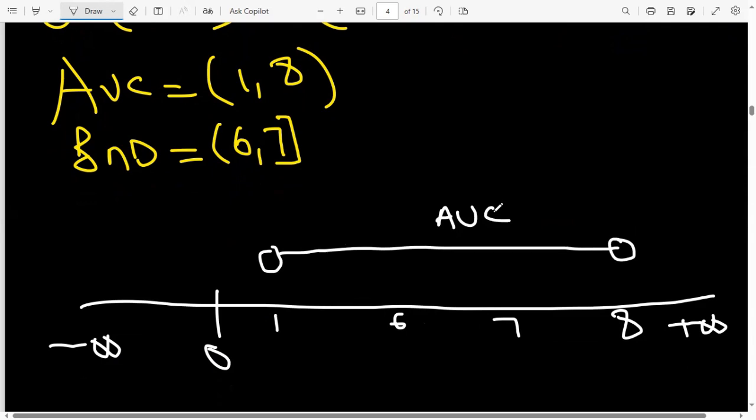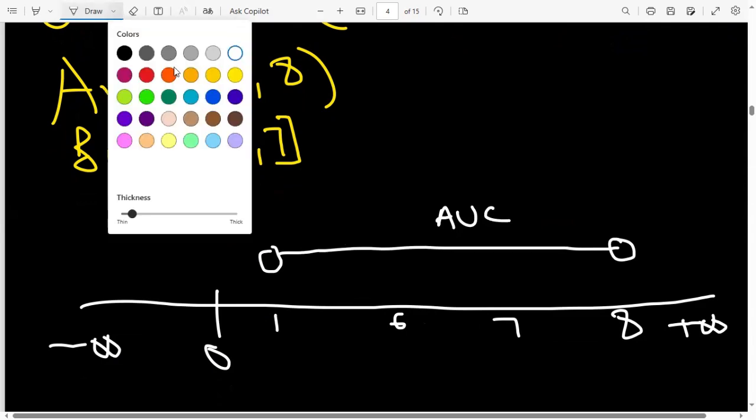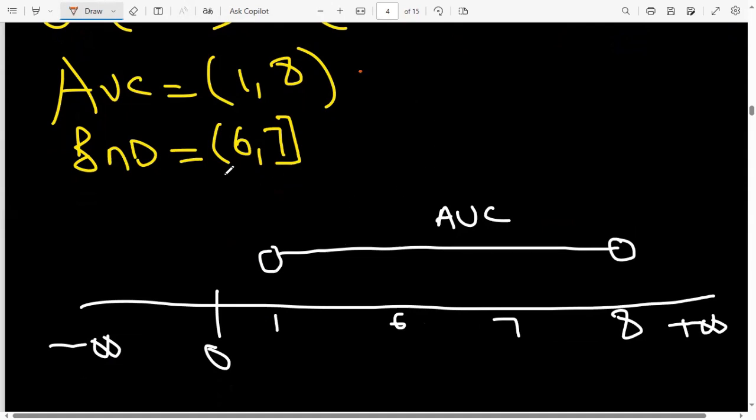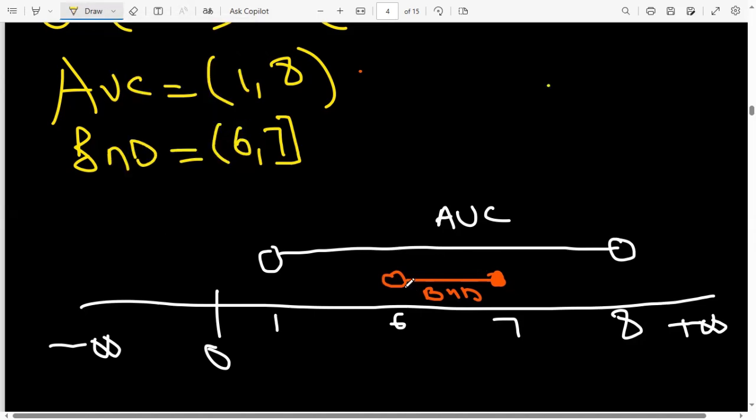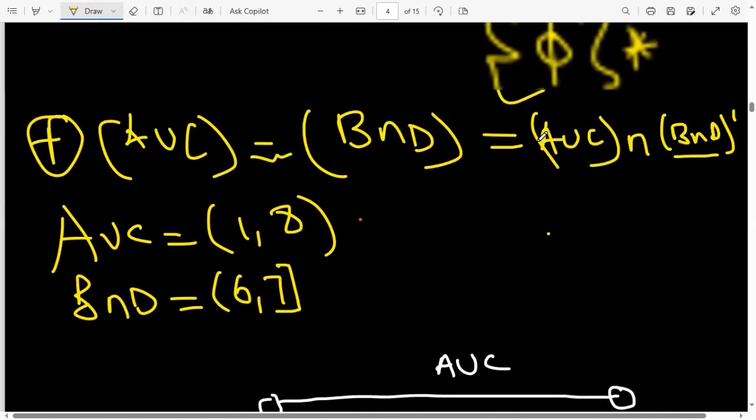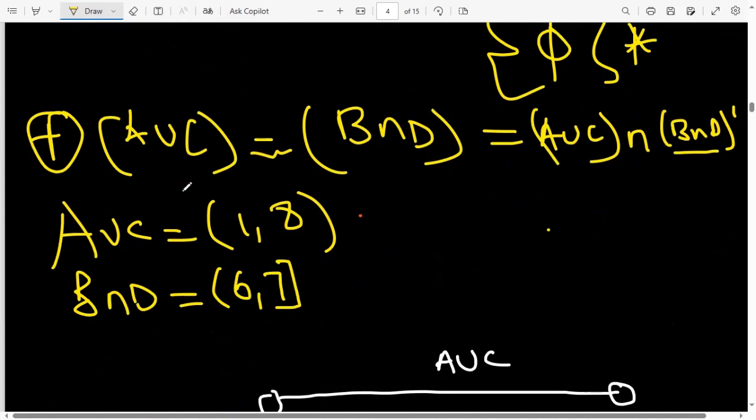Okay, and then from here, let's plot this guy here, the B. The B intersection D. B intersection D is starting from 6, which is not included, all the way up to 7, which is included. So this is the B intersection what? D. So it means we have to find the complement of this B intersection D, okay? Because remember, we are finding this set here.